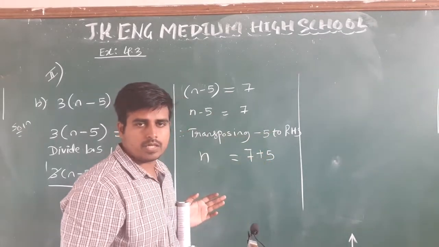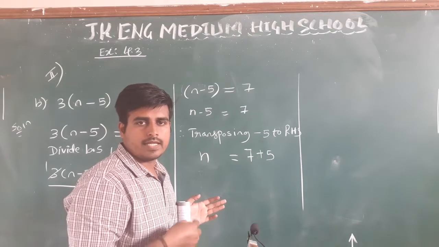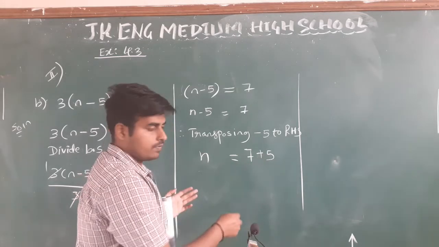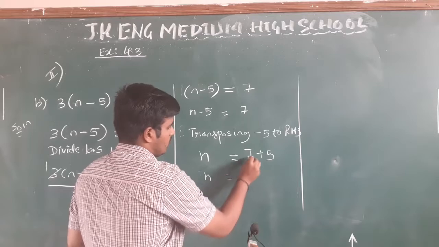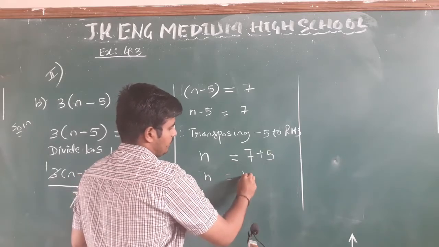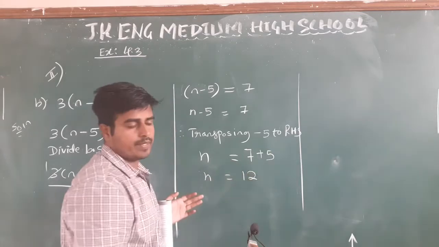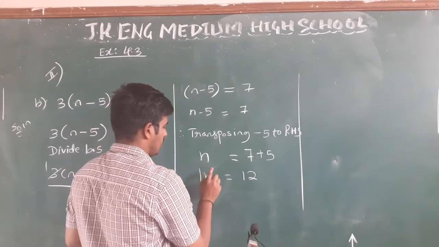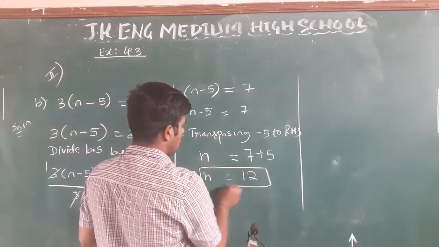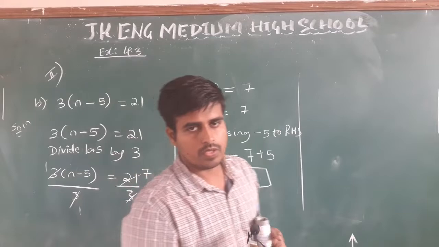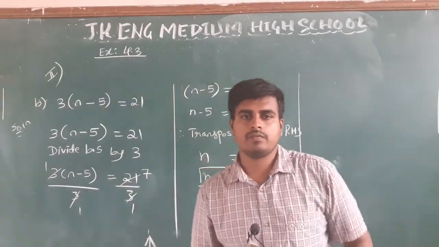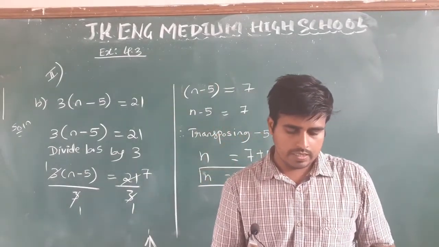Okay, by transposing minus 5, its sign is going to be plus. Therefore n is equal to 7 plus 5. Well, so your solution is n equal to 12. Okay, similar way you need to try.